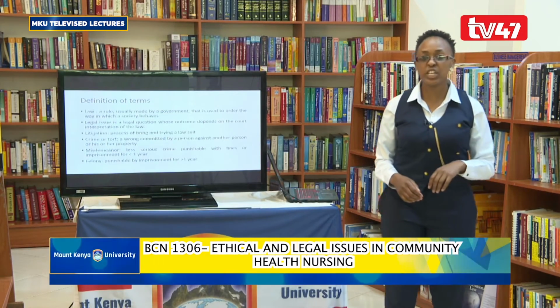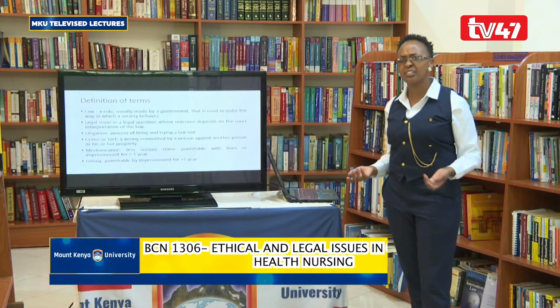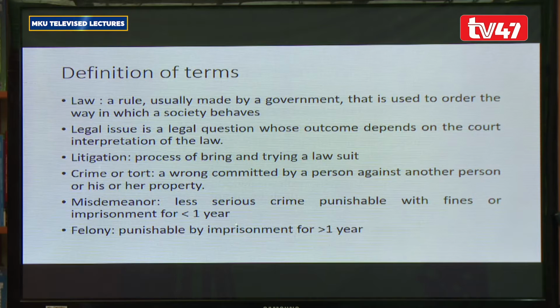So the other definition is law. Law is a rule or a system of rules. And laws are made by the government, like in Kenya. Laws are made by our Senate and our National Assembly, that is the Parliament. And also at the county level, we have the county assemblies. These are the people who make the rules that we are supposed to follow. And a law is used to order the way in which a society behaves.